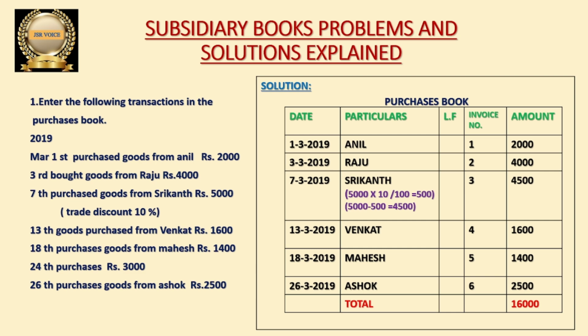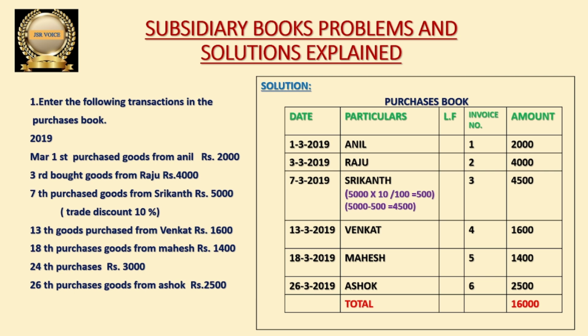Purchased goods from Mahesh, rupees 1400. So let us see whether it is satisfying all the three conditions or not. Purchased goods only, not assets. So we can record name, Mahesh name is given. So it is satisfying another condition.